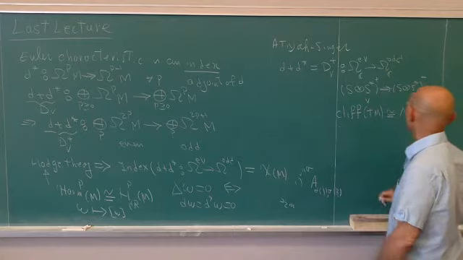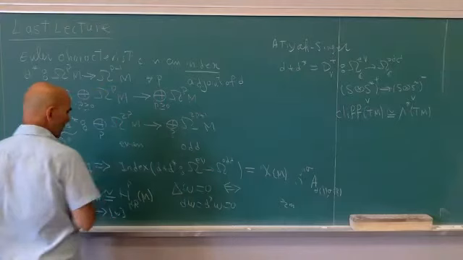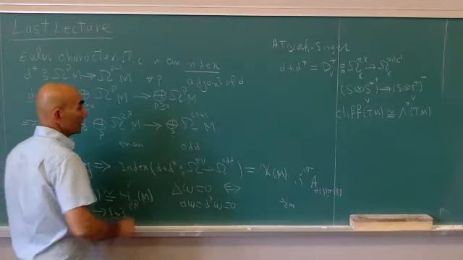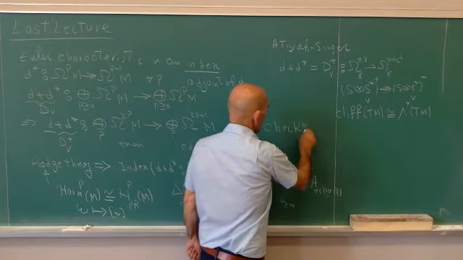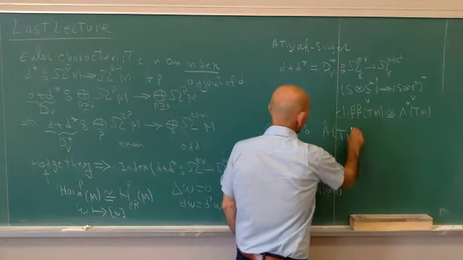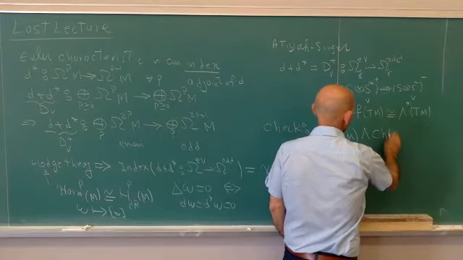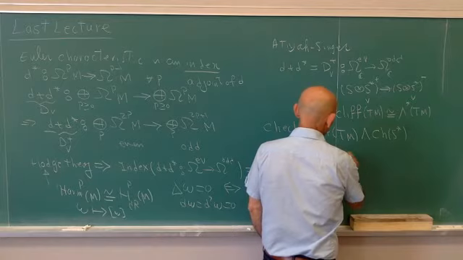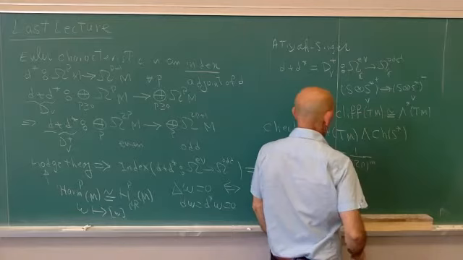But then the interesting part of the calculation is to show that in this case, A hat of TM, times the Chern character of this, actually turns out to be exactly equal to 1 over 2 pi times the Euler class of M.